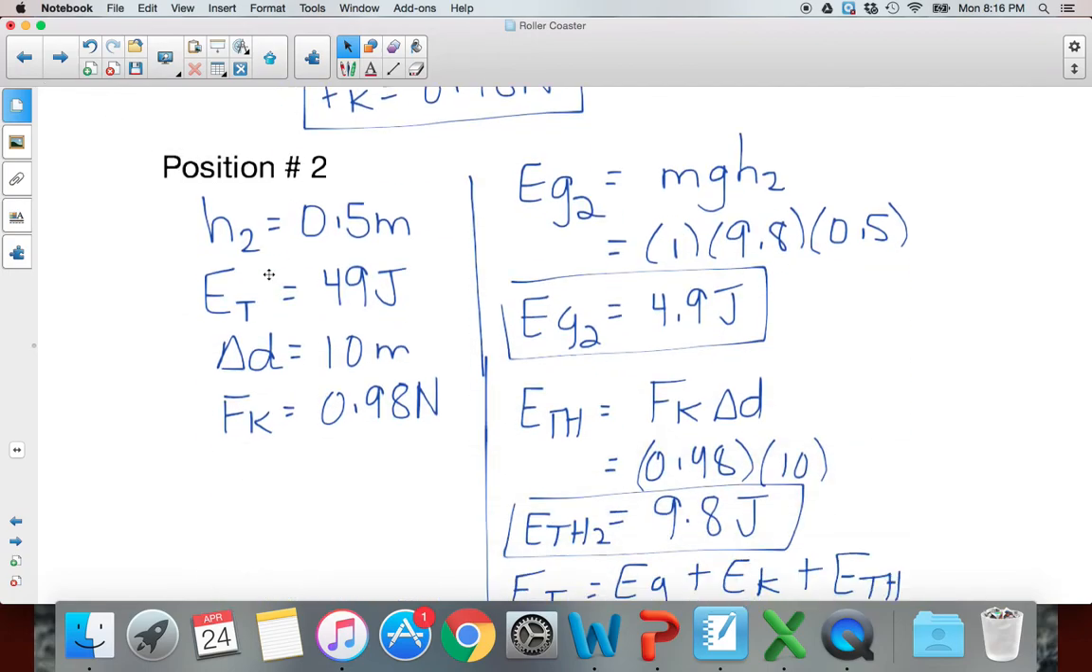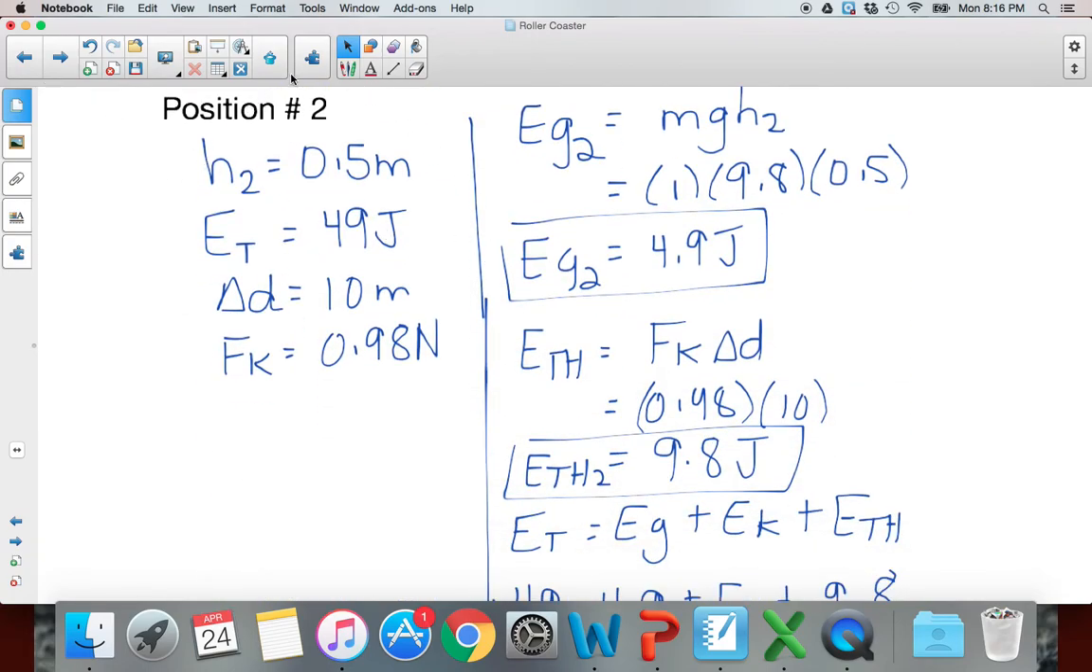So point number 2. Here are the givens on this side. I know the height. I know the total energy is 49. This doesn't change. My distance where there's friction, so that D in this case is always where there's friction, is 10 meters, and Fk is 0.98.